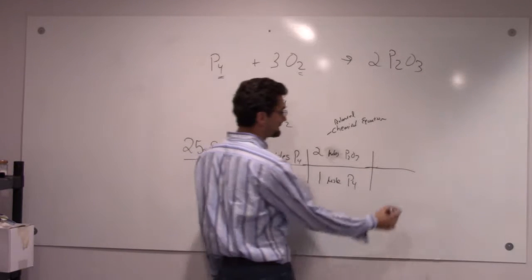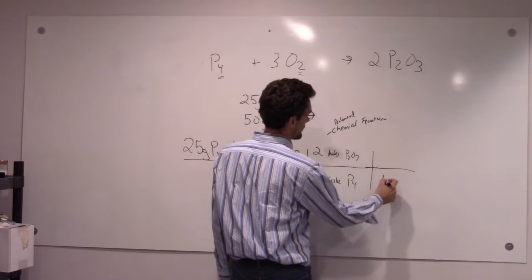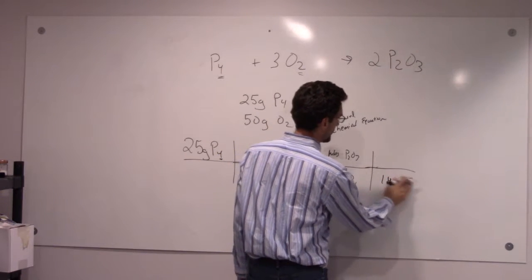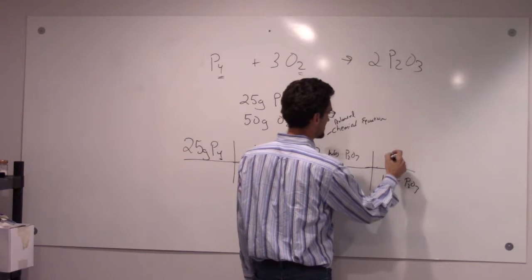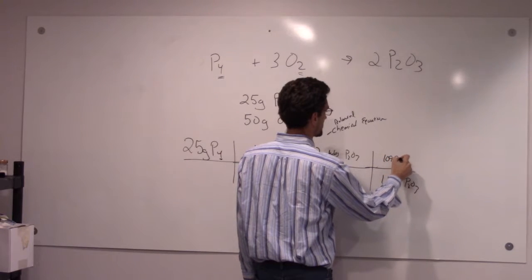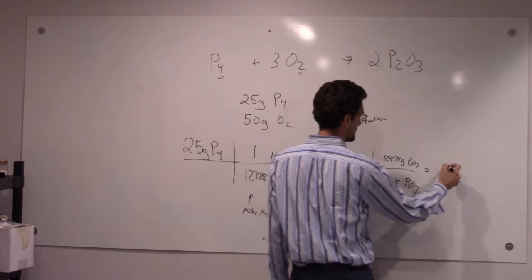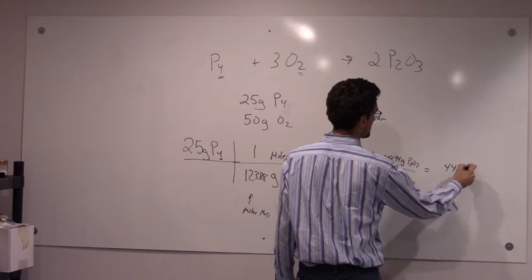We got it in moles of P2O3, and we need to get it in grams, so what are we going to do? 1 mole of P2O3 equals how many grams? 109.94. 109.94 grams of P2O3, and that equals 44.37, I think. I don't know, 44.37 grams.